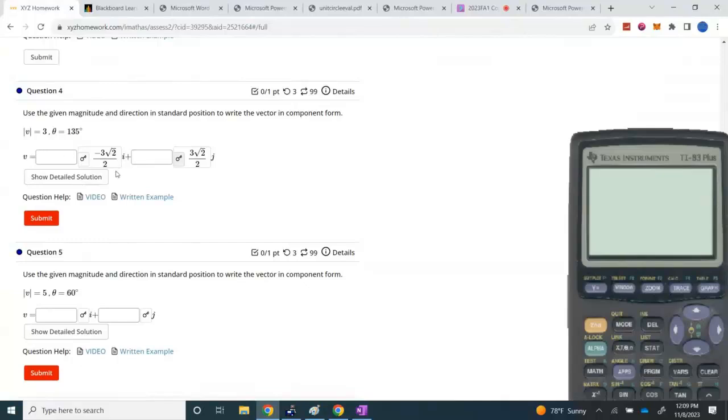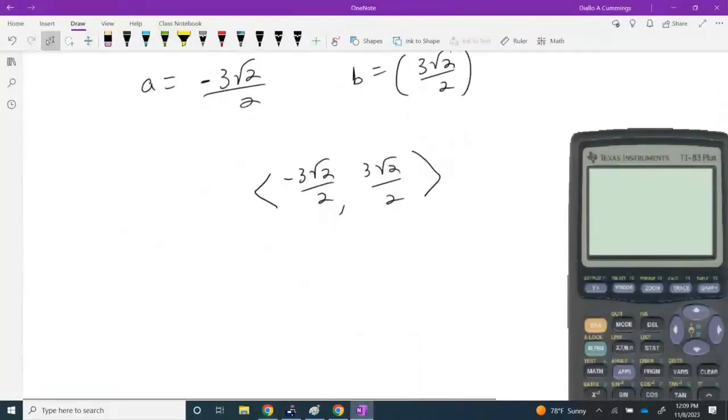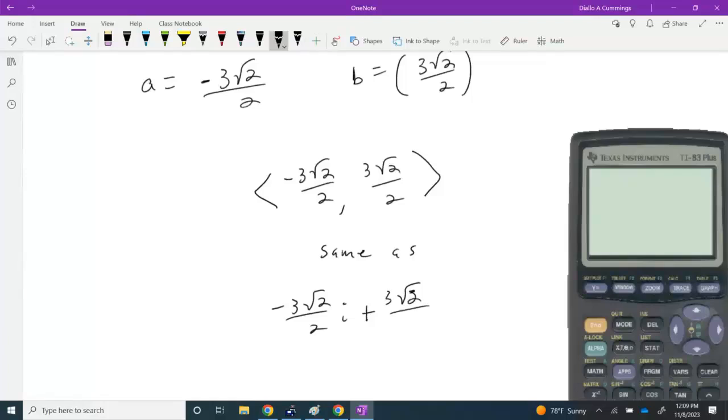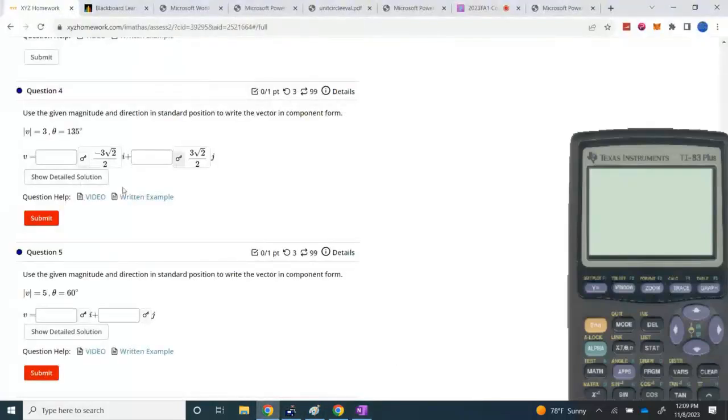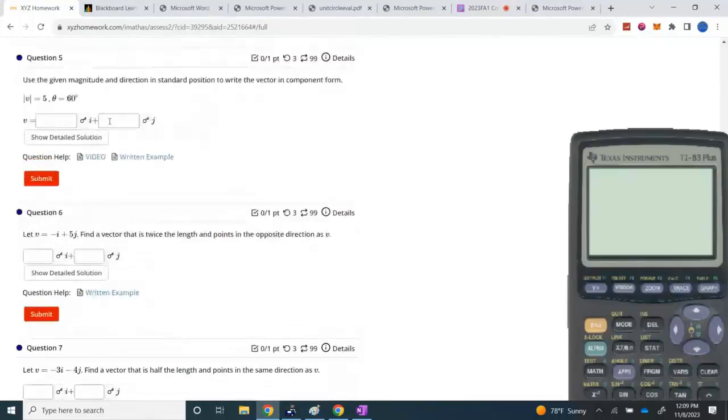All right, so we have negative 3 square root of 2 over 2, and they've just written it out in i and j form. So this can also be written as... All right, so they're writing it out in i and j form for number 4. Problem number 6 would work in an identical manner.